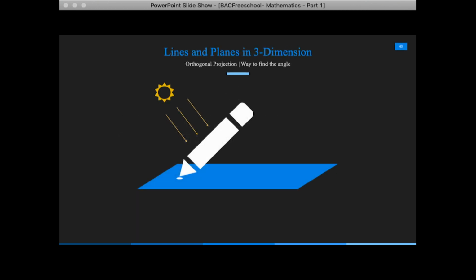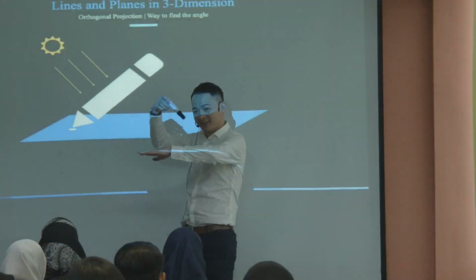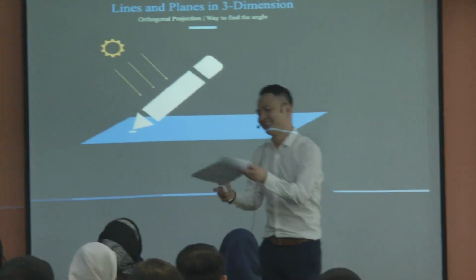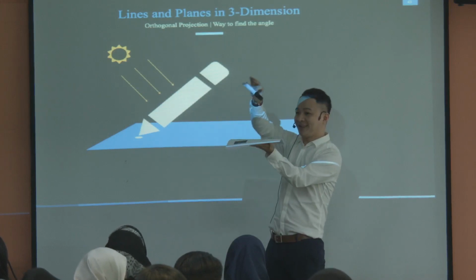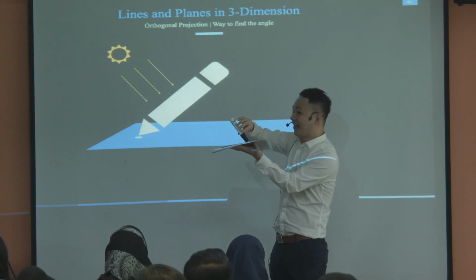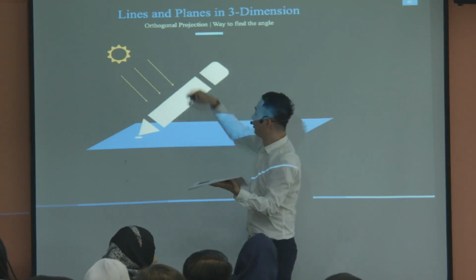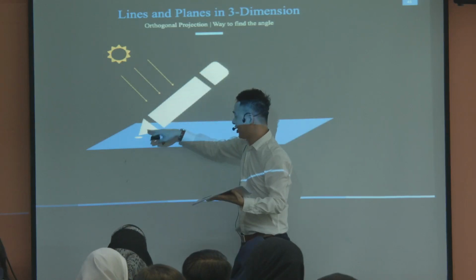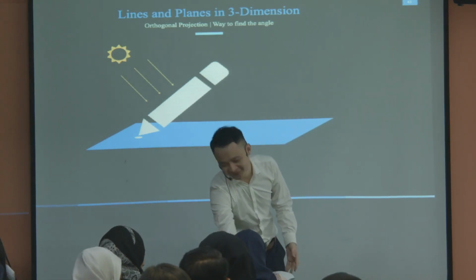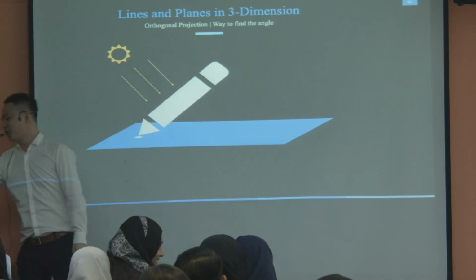First idea is like this. Let's say this is a paper. If I put a pen on the paper, you can imagine, you can see I will have a shadow. If the light is on the top, I will have the shadow of the pen on the paper here. So the shadow will look like this.